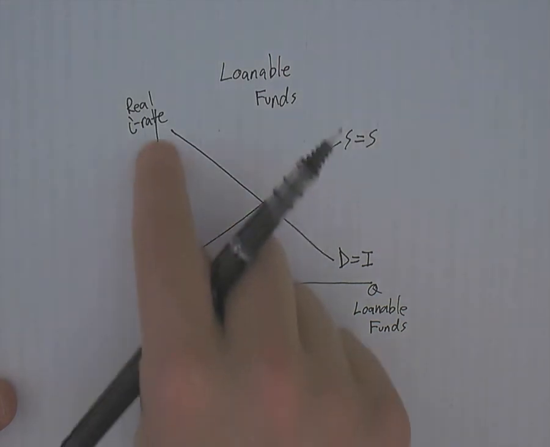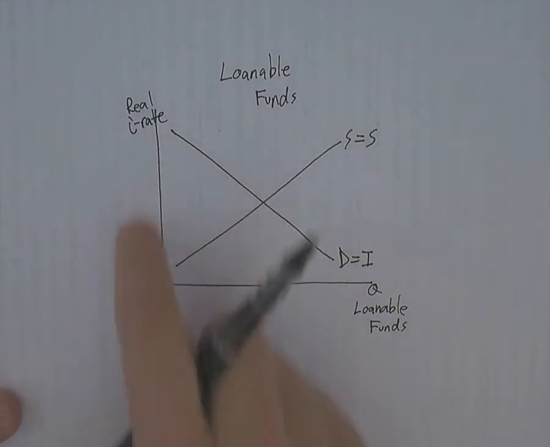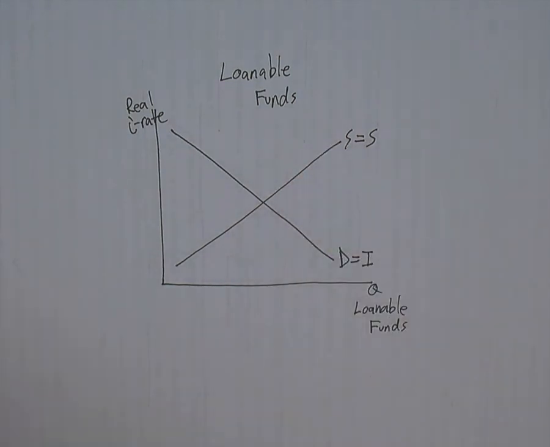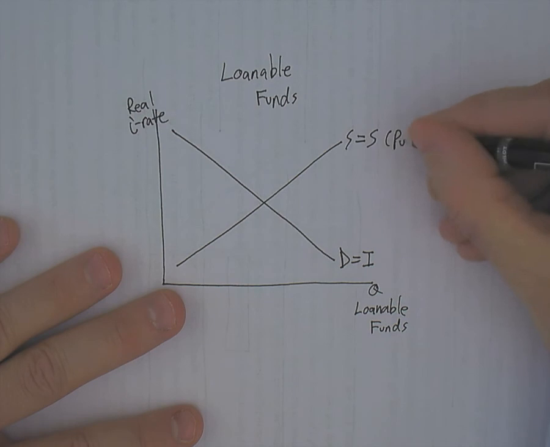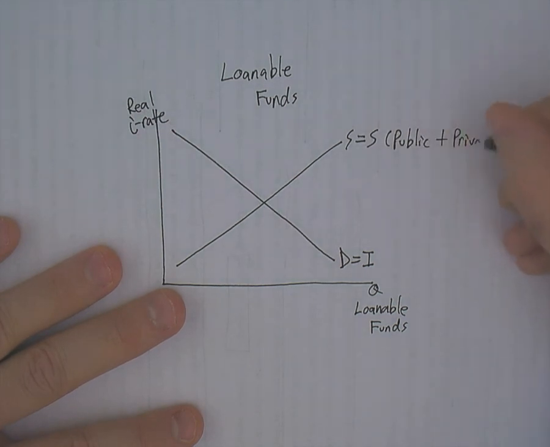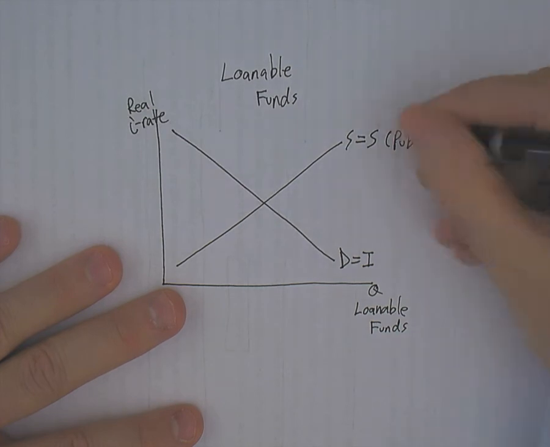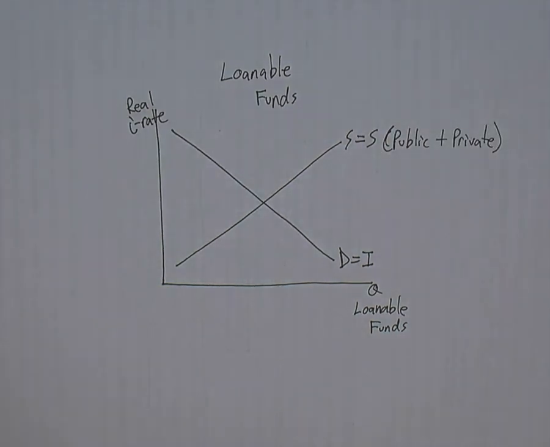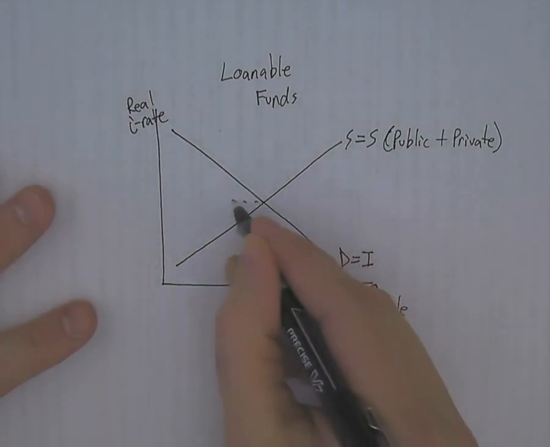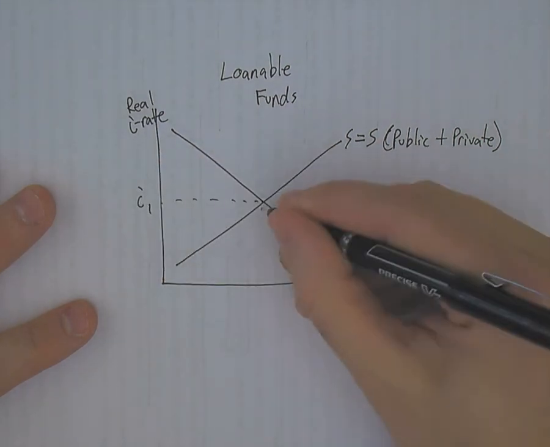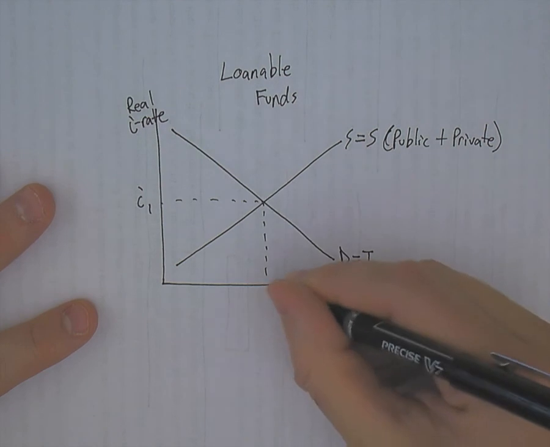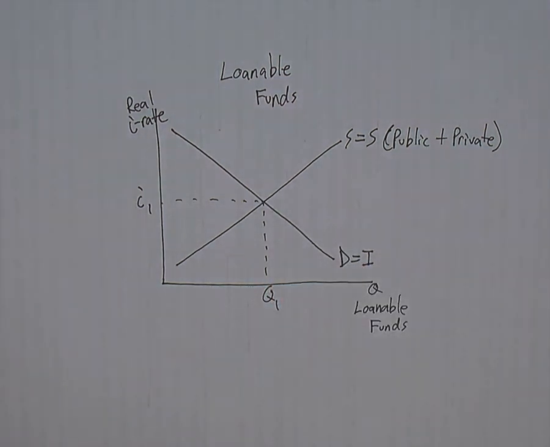The higher interest rate being offered on the money that you save, the more people are willing to save money. And this savings is both public plus private, which is known as national savings. We add the two together. So that's savings. And when we're in equilibrium, we've established the real interest rate that exists for the economy and the quantity of loanable funds that exists.